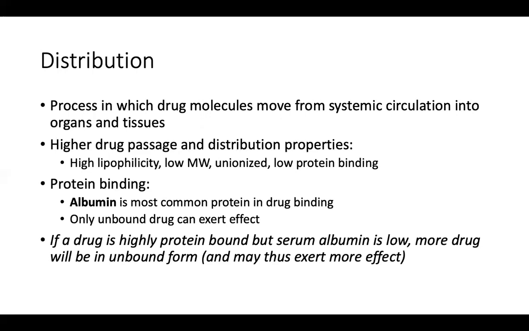For protein binding, we also have to think about this. Albumin is actually the most common protein in that drug binding, but only unbound drug can really exert its effect, and that means the free drug, basically. So if a drug is highly protein bound, but serum albumin is low, more drug will be in unbound form and thus may exert more effect. That effect being therapeutic or toxic.